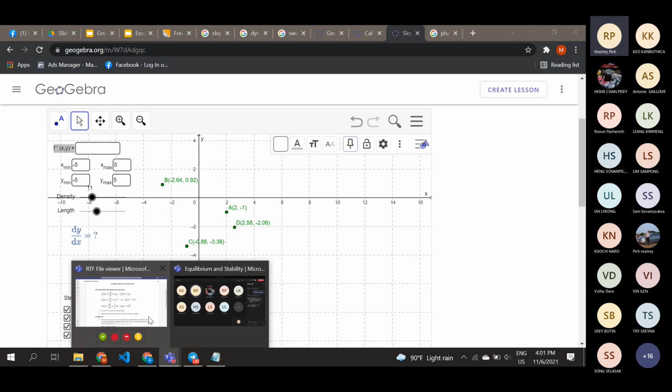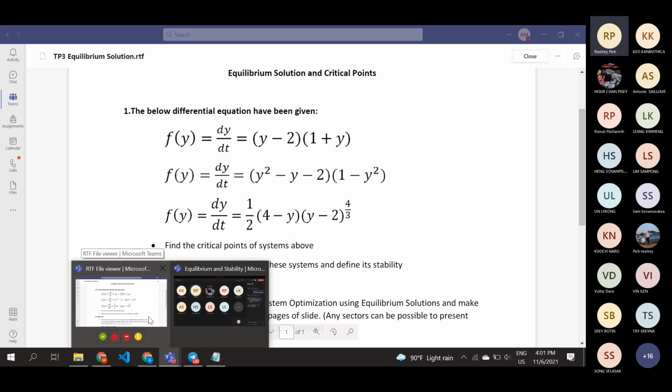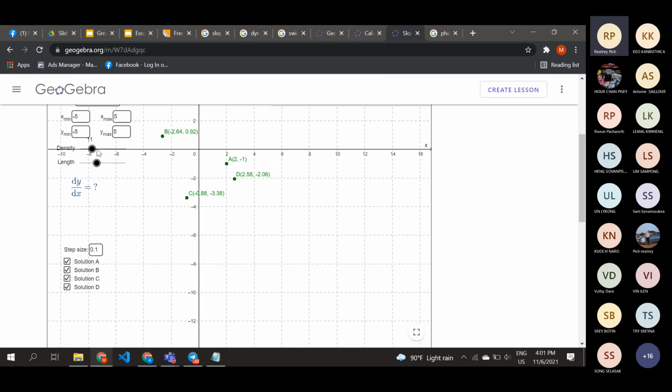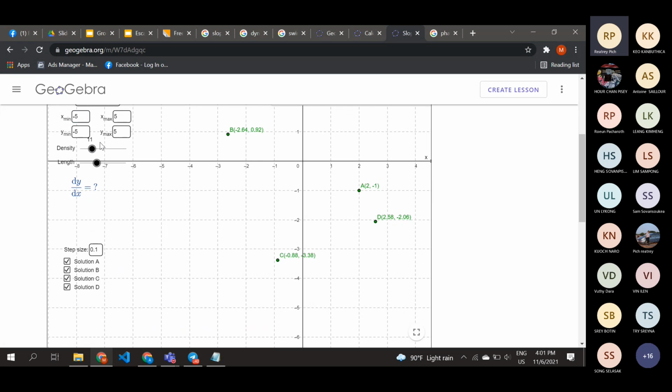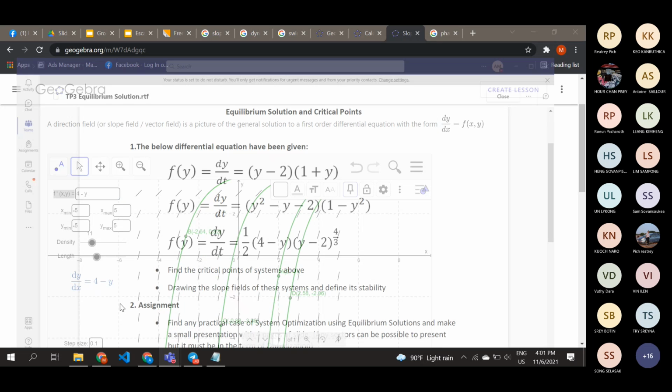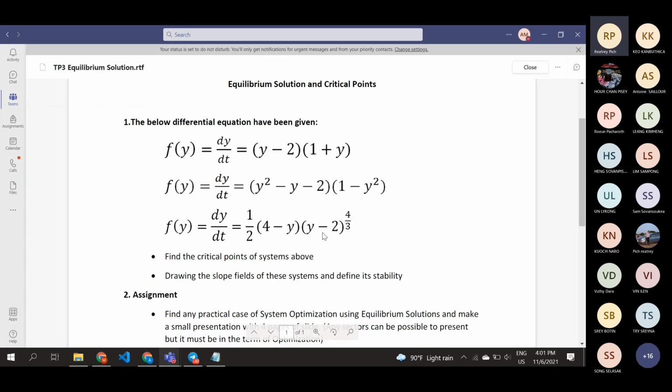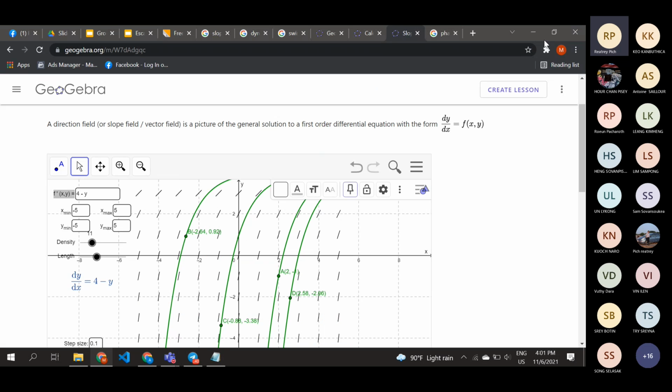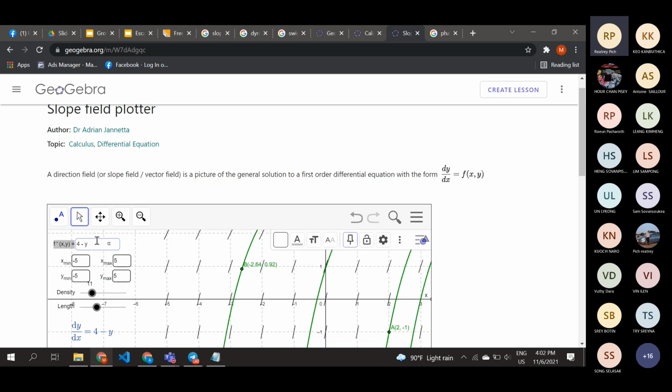For the third one, you do not need to put 1/2. You just put exactly the equation. It is 4 minus y, minus y. Do you have to put like a 4/3? I don't know how, teacher. Yeah, you have to put the parenthesis. If you don't put the parenthesis, you cannot make it.